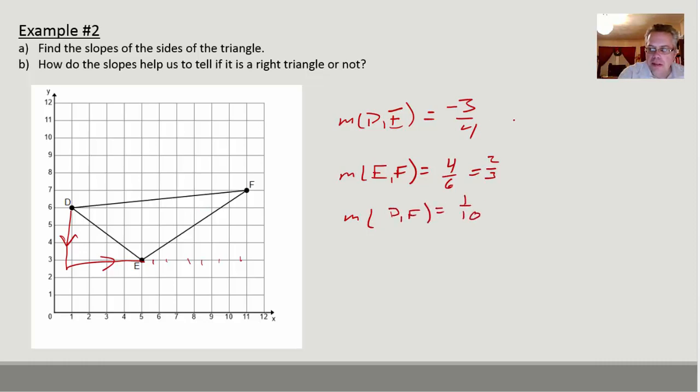And again, we see that none of these are opposite reciprocals. So that means none of the sides meet at a right angle. None of them are perpendicular. So this is not a right triangle like we thought. So our first two examples are not right triangles.